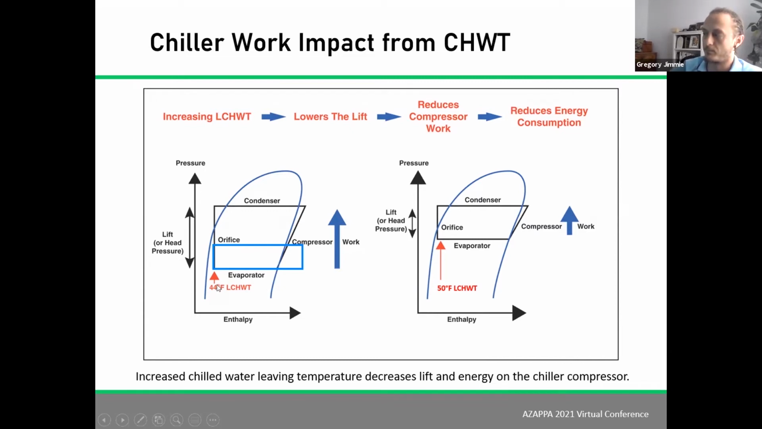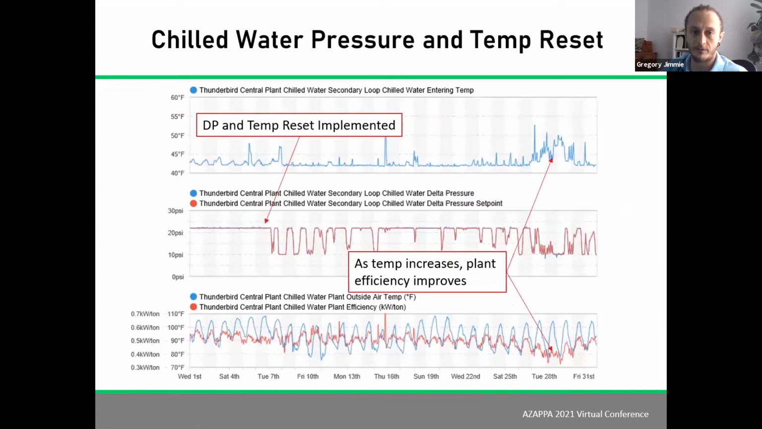So I'm penciling out, you go from 44 to 50 in this case, and then I'll break down how do you know when you need 44? How do you know when you need 50? What we've found really good success with is to combine a reset in place that automates the pressure and the temperature to work in tandem together.